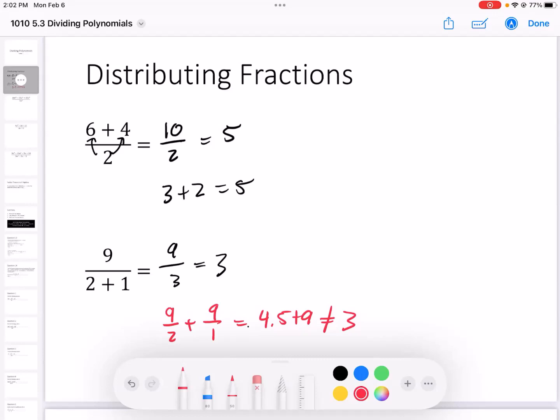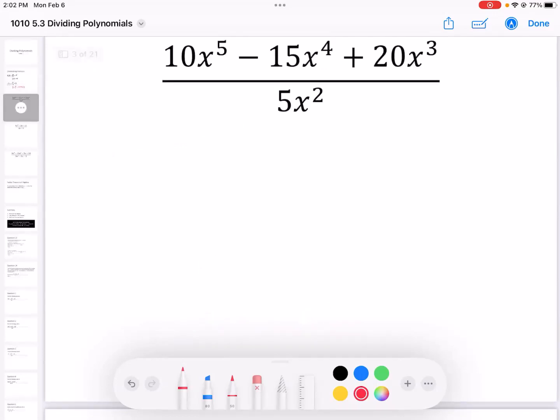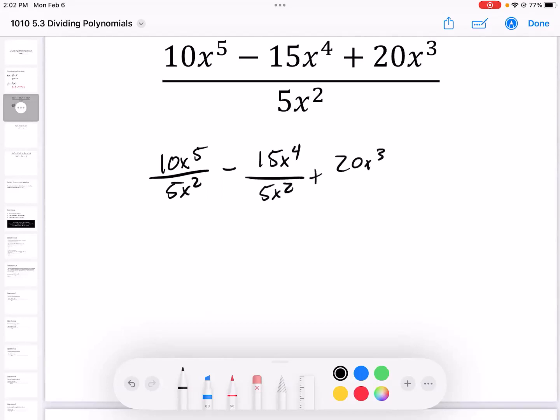And that's important when we're dividing polynomials, because if you have a polynomial division problem like this one, where you're dividing by a monomial, so a single term, then you can just distribute this division to each term. So you could say, okay, well, 10x to the 5th divided by 5x squared, minus 15x to the 4th over 5x squared, plus 20x cubed over 5x squared. So essentially, I'm distributing this division to each term. And 10 divided by 5 is going to equal 2. And x to the 5th divided by x squared is going to equal x cubed.